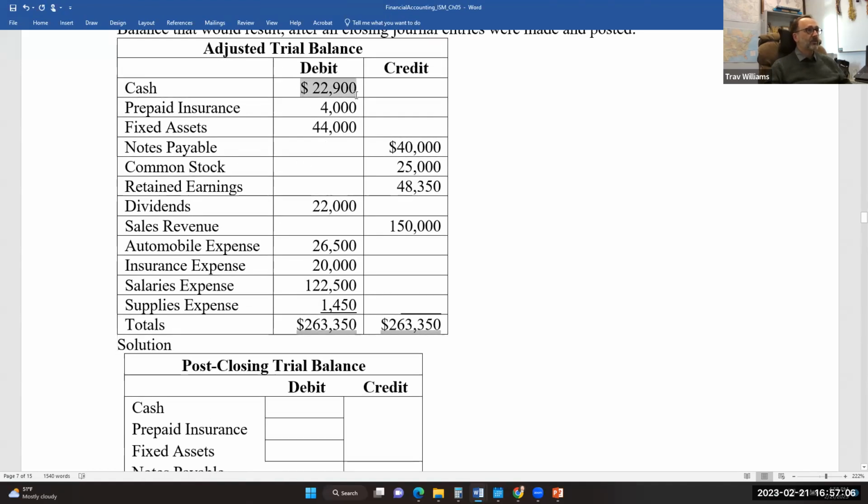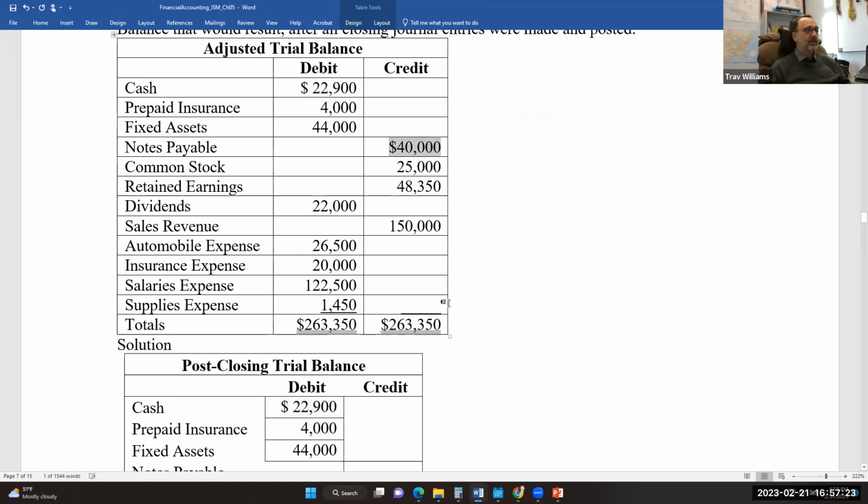Cash does not get closed out because it's an asset. Same thing with prepaid insurance. Same thing with fixed assets, which are long-term assets. None of those would have gotten closed out. So those stay the same on the post-closing trial balance.